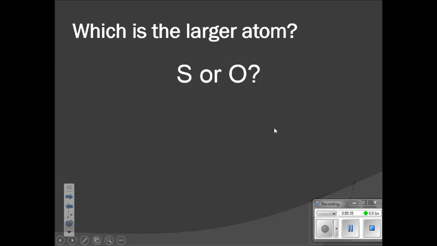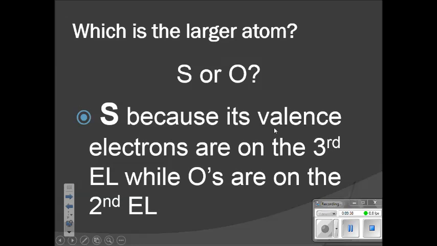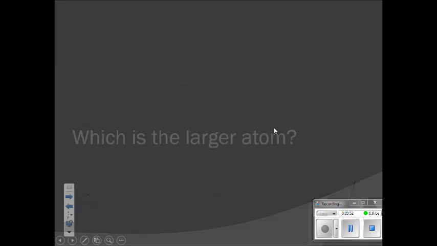All right, so for sulfur and oxygen, you should have come up with sulfur as the larger one, because if you look, sulfur is on the third valence energy level, whereas oxygen's only on the second. So it's going to be the larger atom because its valence electrons are further from the nucleus. Okay, let's try another one.